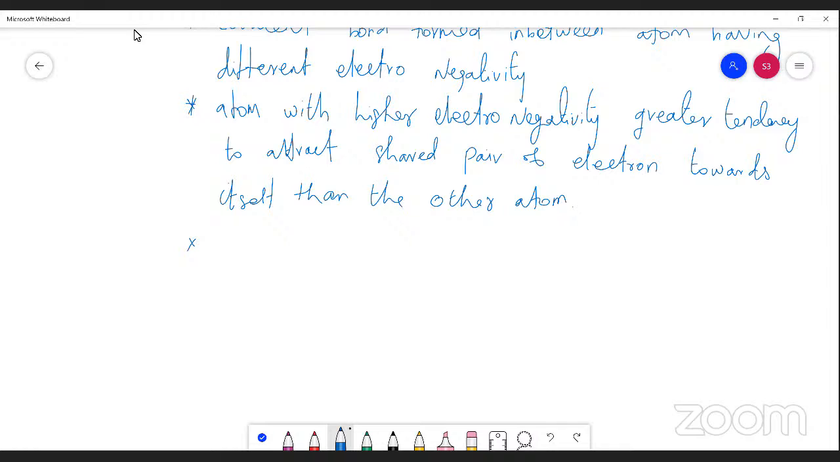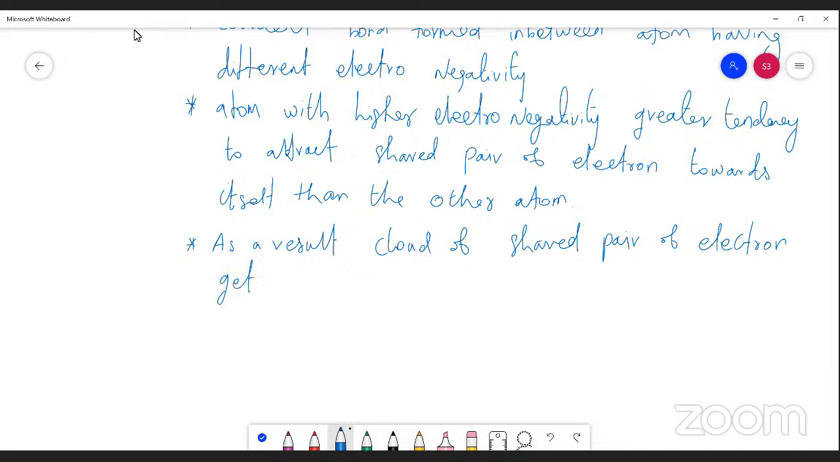Here, as a result, the cloud of the shared pair of electrons gets distorted. Distorted is an important point. Get distorted.